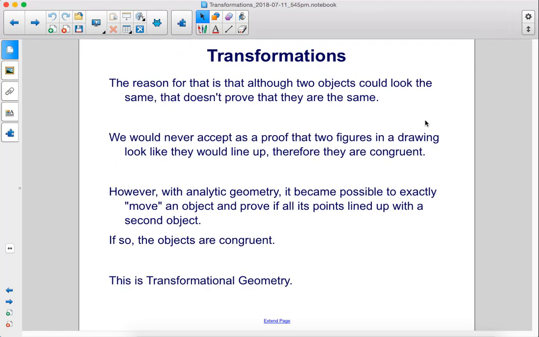The reason for that is that although two objects could look the same, that doesn't prove that they are the same. We would never accept as proof that two figures in a drawing look like they would line up, therefore they are congruent. However, with analytic geometry, it became possible to exactly move an object and prove if all its points lined up with a second object. If so, the objects are congruent. This is transformational geometry.